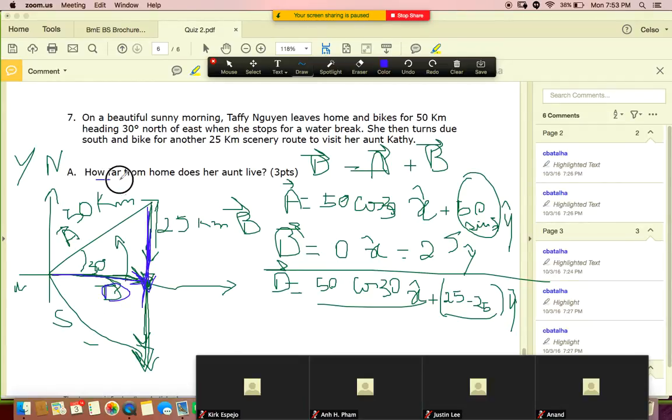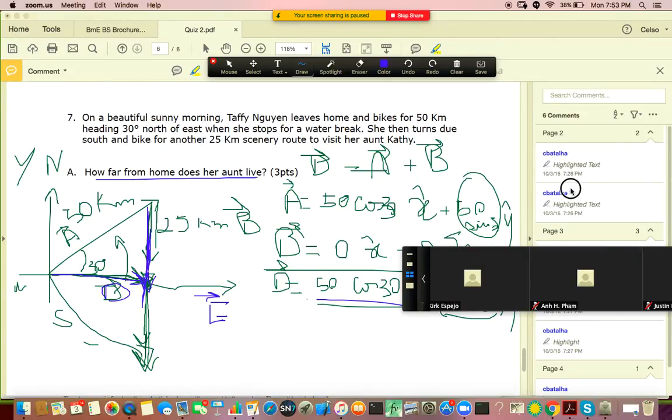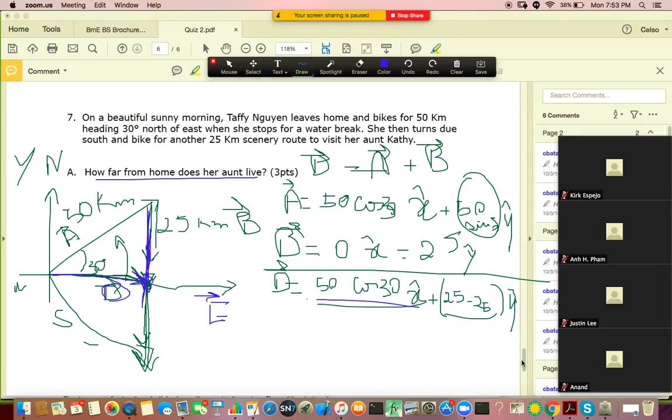So how far from home does her aunt live? It lives 50 kilometers cosine of 30, basically. Due east. So do we need to find the answer to that, or can we leave it like that? We leave it like that. That's it.